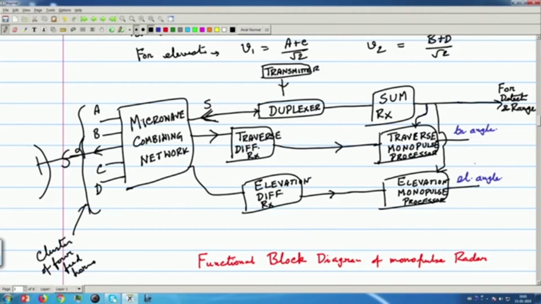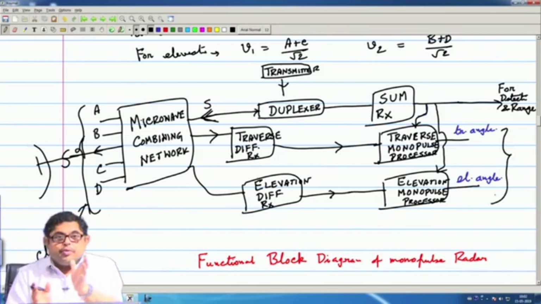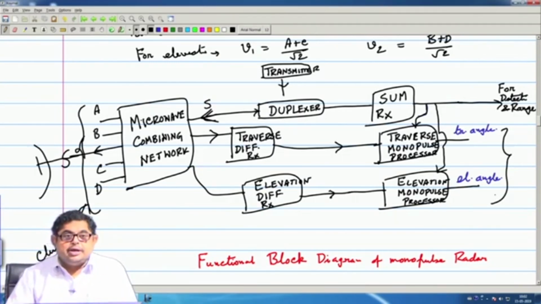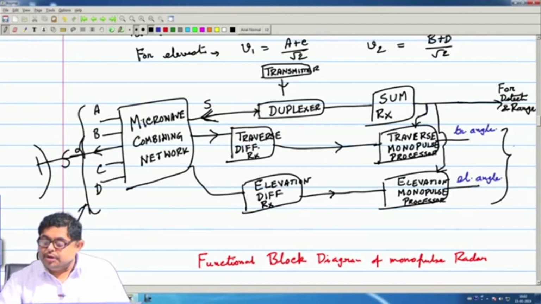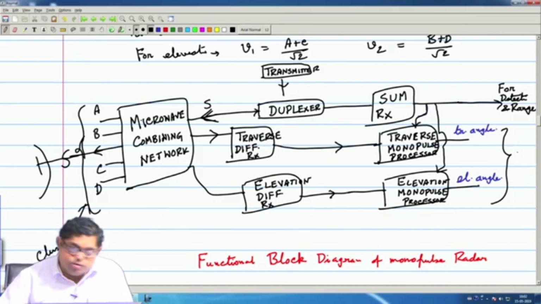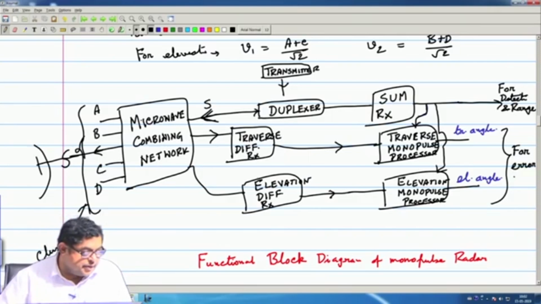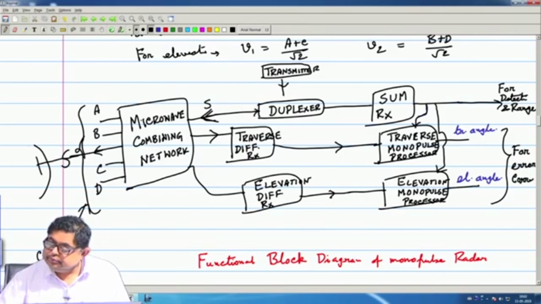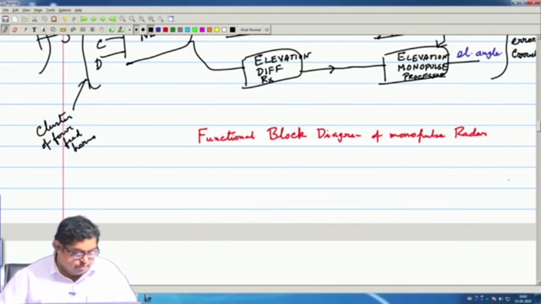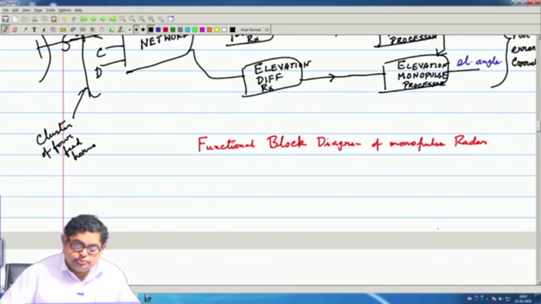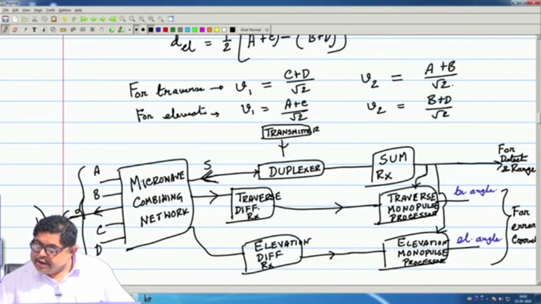And what is done with this? Now, we have got these 2 angles. If required, you want to align the monopulse radar to the direction of the target, because that is the job of tracking, then it is given for error correction. This is actually an optional part.